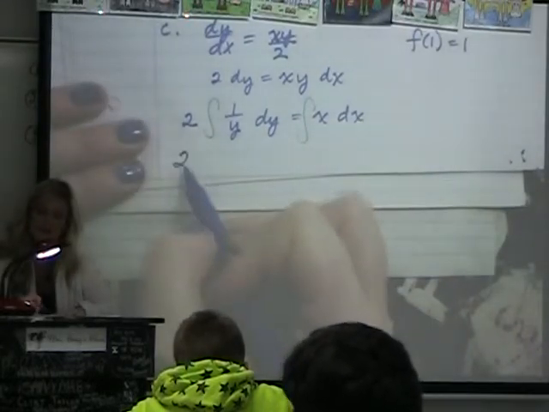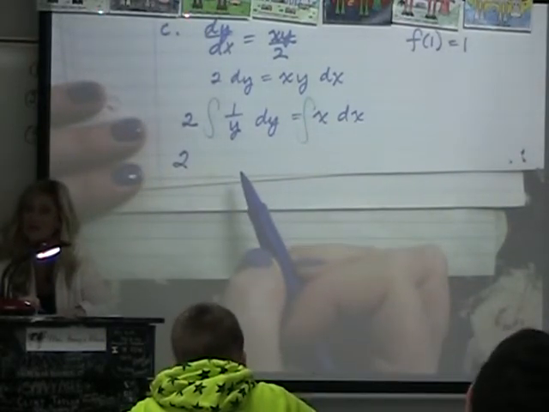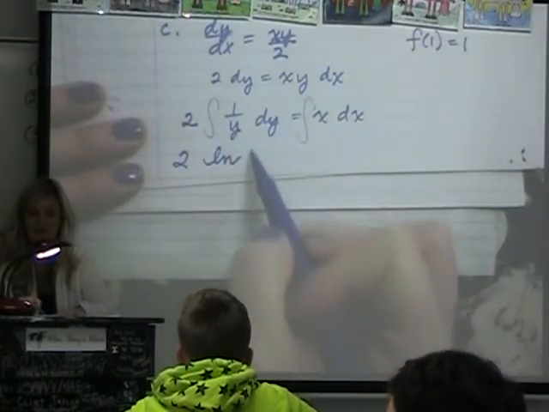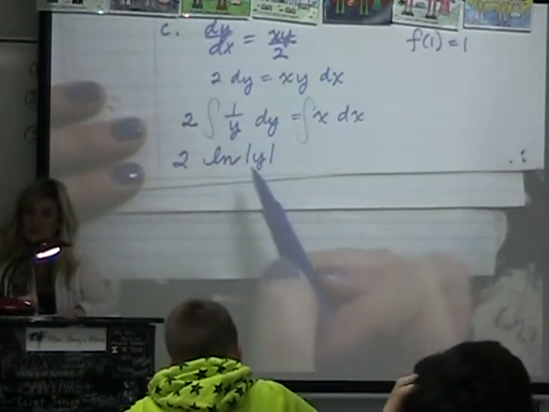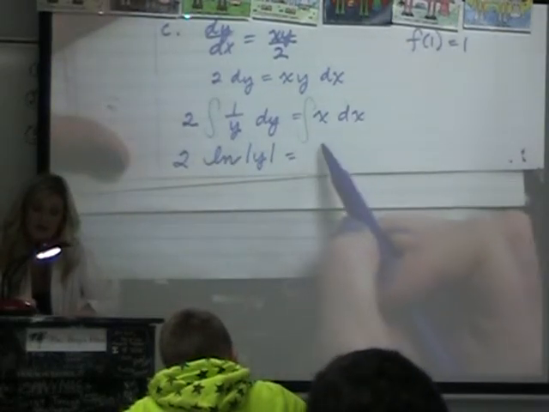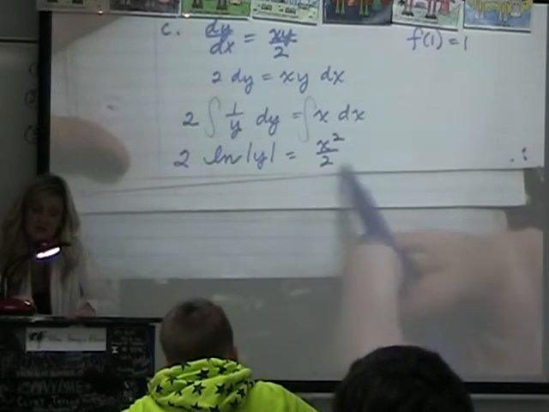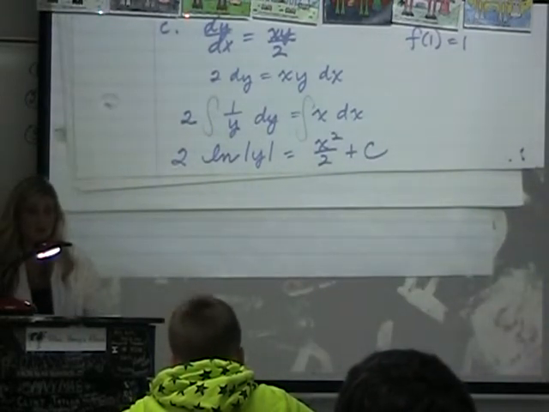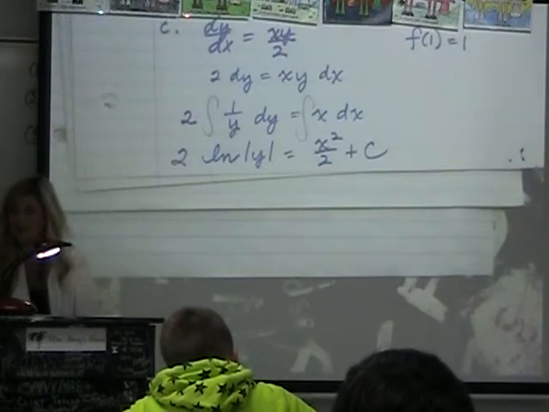And so what is the antiderivative of 1 over y dy? Good. ln of absolute value of y, because it's u prime over u, equals the antiderivative of x is just x squared over 2, and I need to put a plus c on either side, but not both. So I choose to put mine on the right-hand side.